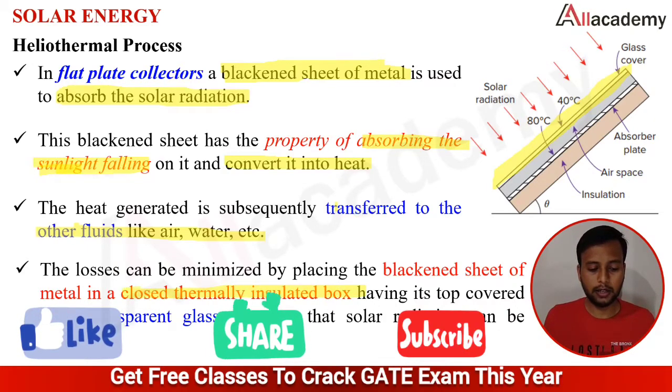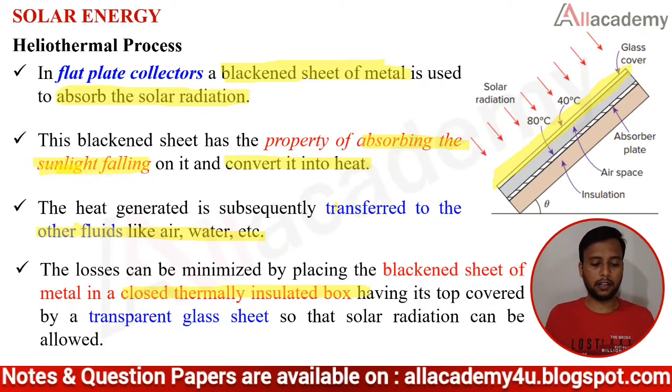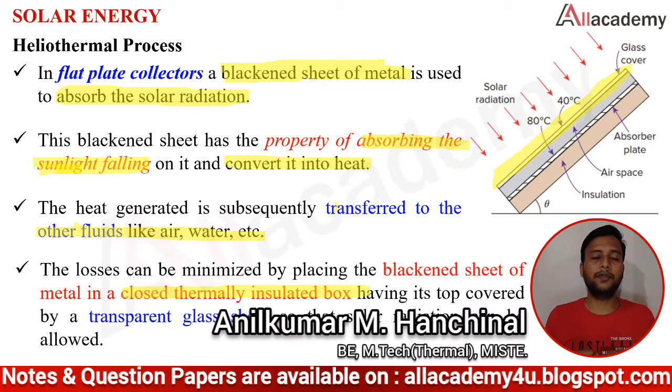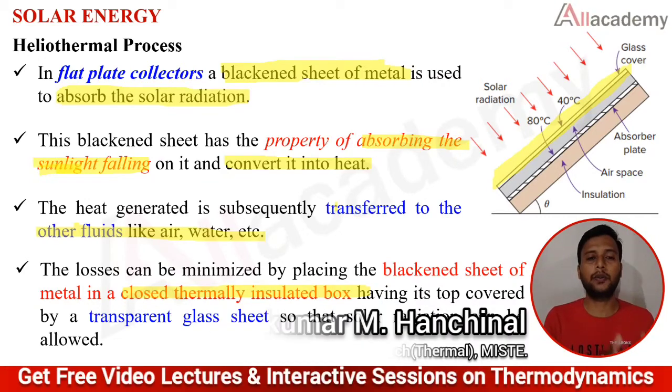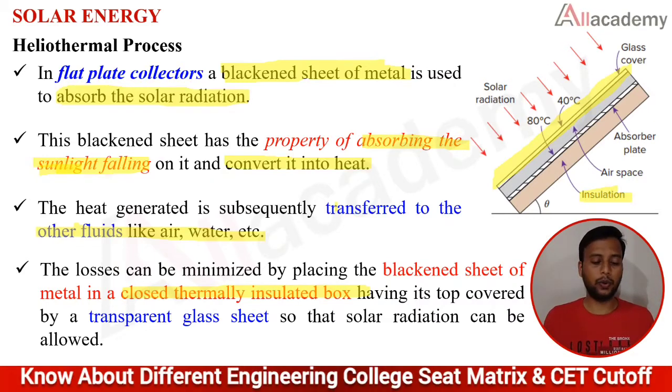It is a completely closed thermally insulated box, having a top covered with a transparent glass sheet, as you can see. Above it is a glass sheet, and the sunlight passes through it and hits the absorber plate, and the absorber absorbs all the sunlight falling on it and converts it into heat. That heat is transferred to consecutive fluids like air or water, and the surface is insulated. Here you can see this one, so it is insulated.